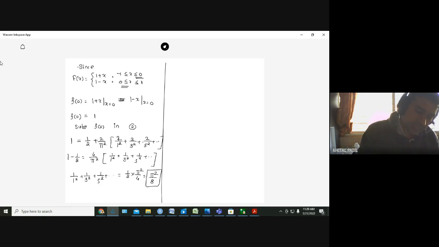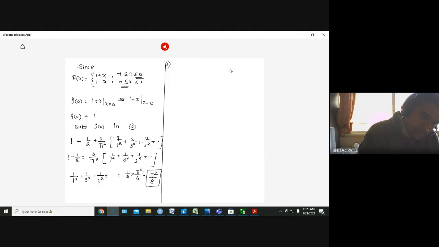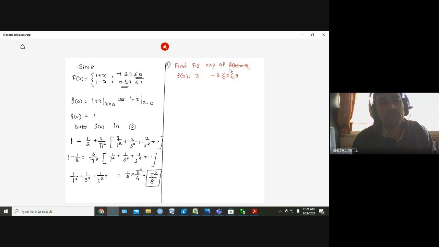Now we'll go through the next example. Find the Fourier series of f of x equal to x between minus 3 to plus 3. Any doubt in the previous example? Solution.